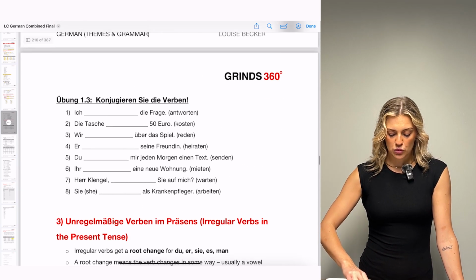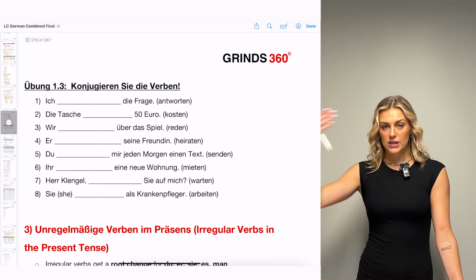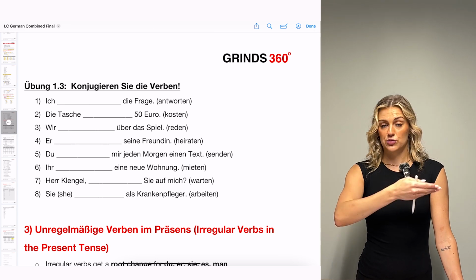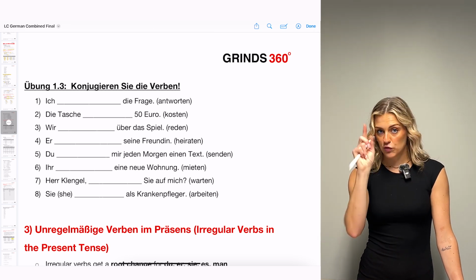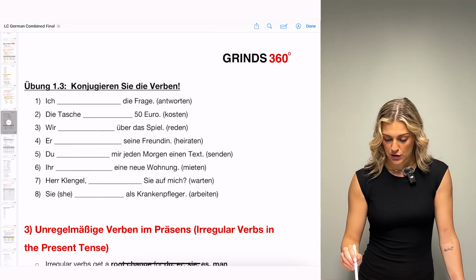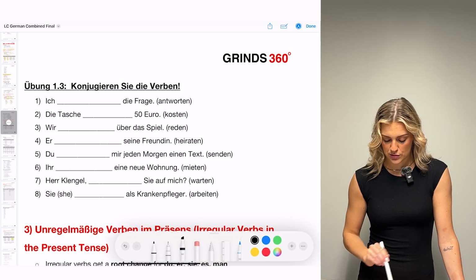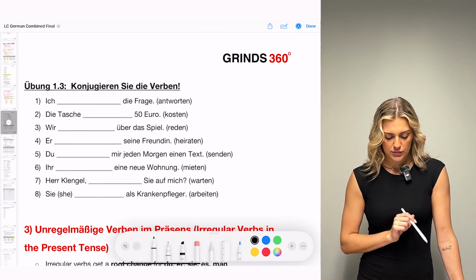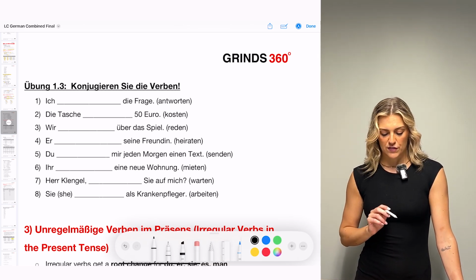So, jetzt machen wir ein bisschen Übung. So it's the exact same thing. Get your stem, figure out who's doing the verb, put on your correct ending, and before you put on your correct ending, just add in an e, all right? Und das war's, that's it. So, we're going to do a bit of practice here. Konjugieren Sie die Verben, conjugate the verb.